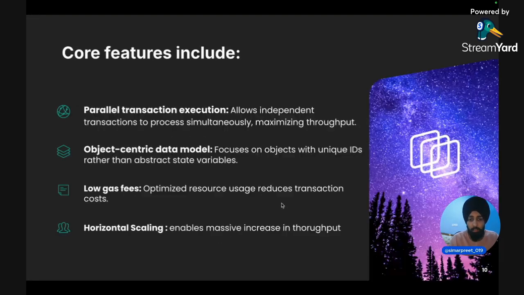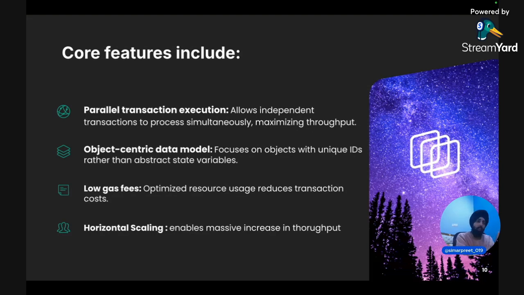When I researched its core features, there are some things I found interesting. The parallel transaction execution, which allows independent transactions to process simultaneously, maximizing throughput. How are parallel transactions happening? Because of Sui's object-centric data model, whereas Move had its focus on global storage.